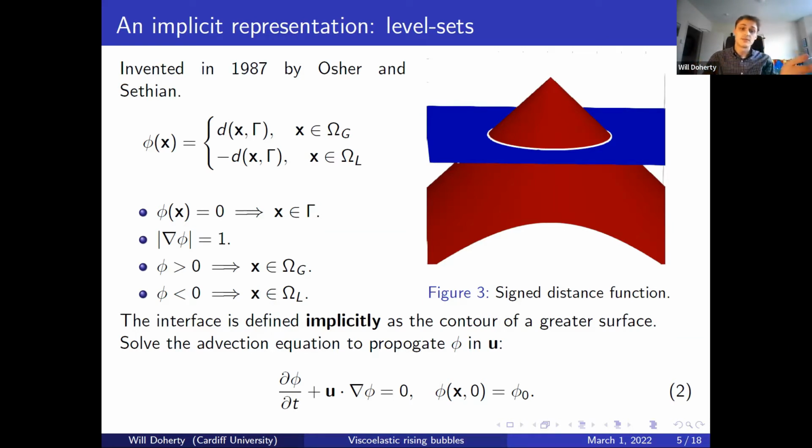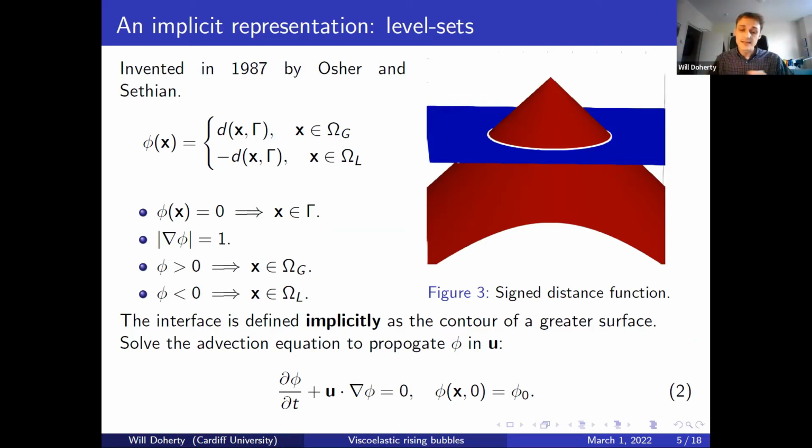So the way it works is that we take our level set function phi and make it just a signed distance function. You can see in figure 3 here, we have our initial interface defined as this circle. And then inside the circle, or inside the bubble, you just take the positive distance from the interface, and outside you take the negative distance. That way we can take the zero contour, or the zero level set, as our interface. So it's defined implicitly as the contour of some higher-dimensional surface that we define.